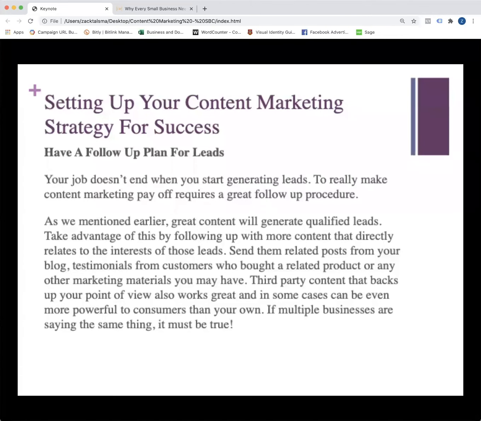You're also going to want to have a follow-up plan for leads once you get them. This is not just with content marketing, actually, but with marketing in general. I find a lot of marketing strategies end when the lead is generated, where they should end when the sale happens. So not only should you have a plan for getting these leads with all this content, but once you have those leads, you should have a plan for following up with those leads effectively.